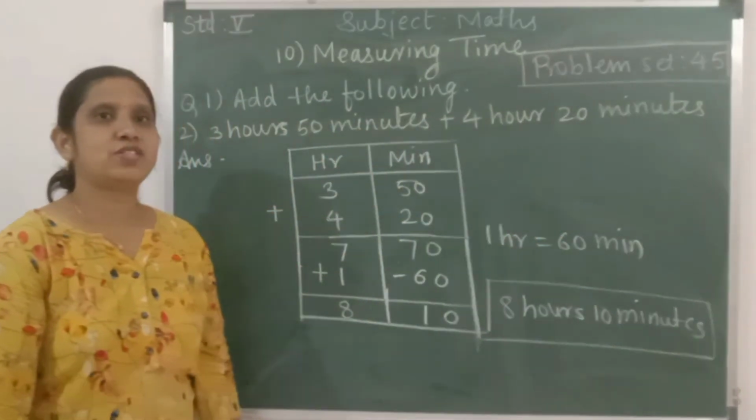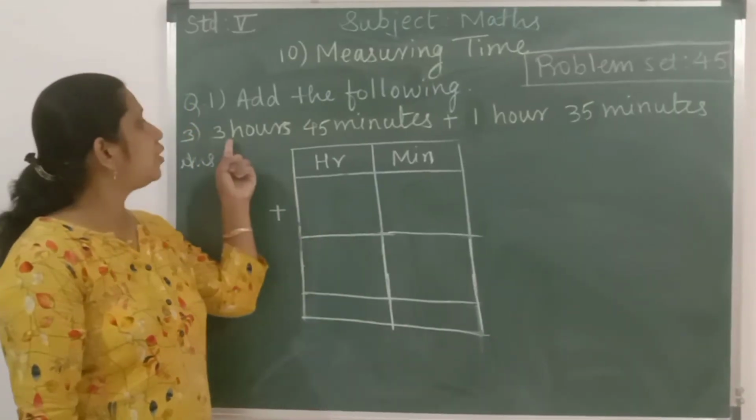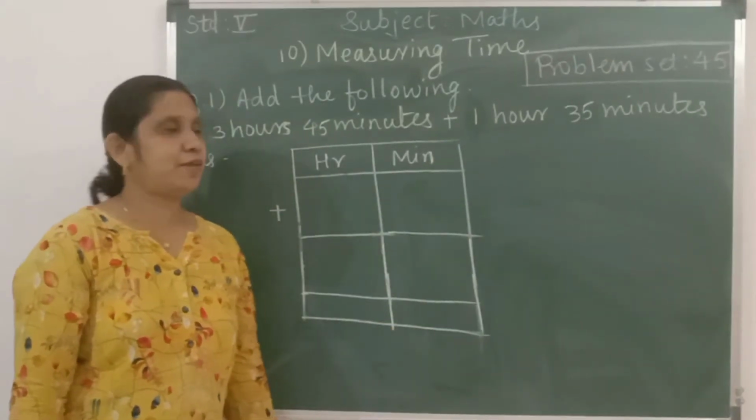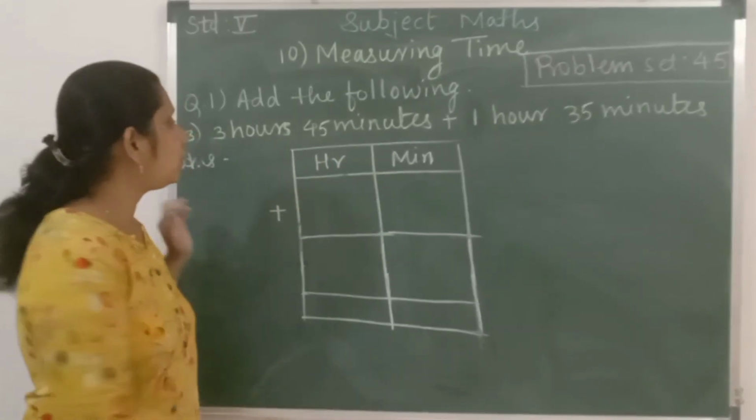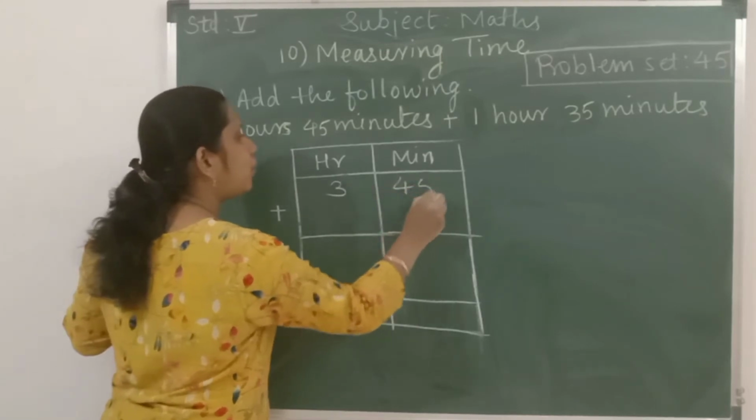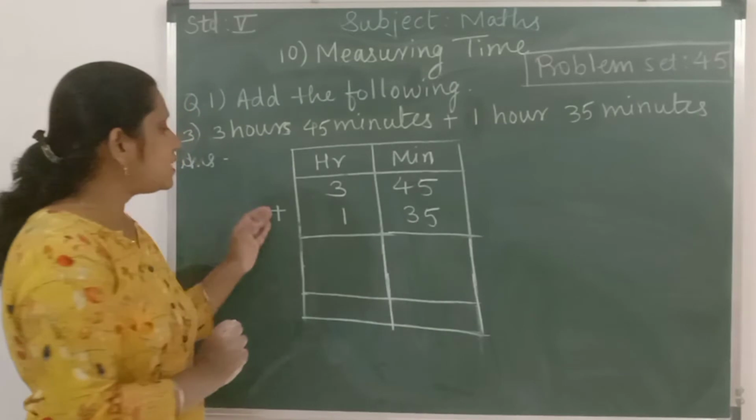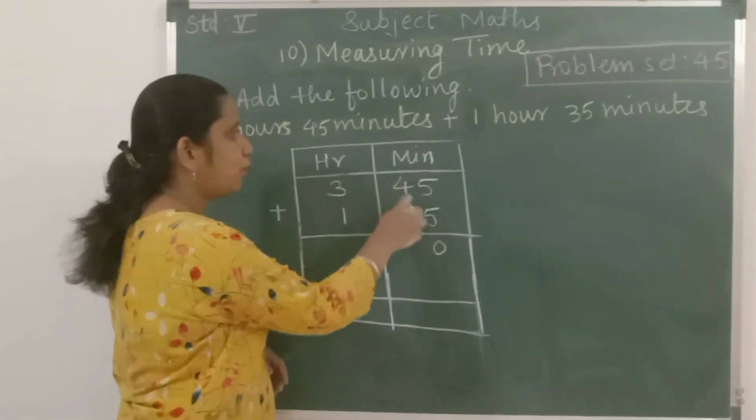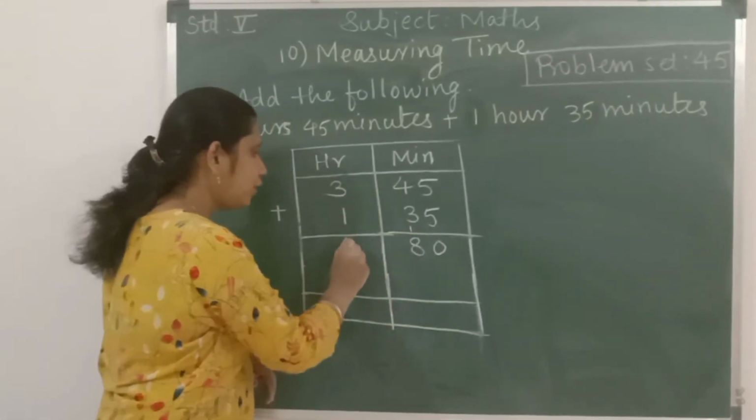Okay, now we'll solve example number 3. Students, see the sum is given 3 hours 45 minutes plus 1 hour 35 minutes. Now I have drawn again two columns, hour and minutes. So let us put the numbers in appropriate column. 3 hours 45 minutes plus 1 hour 35 minutes. Let us add it. 5 plus 5, 10. Carry 1. 4 plus 3, 7. 7 plus 1, 8. 3 plus 1, 4.